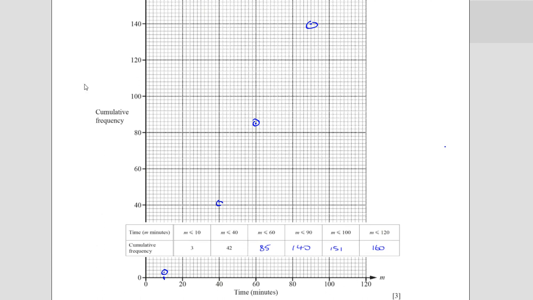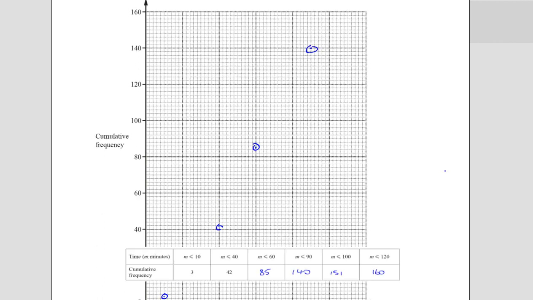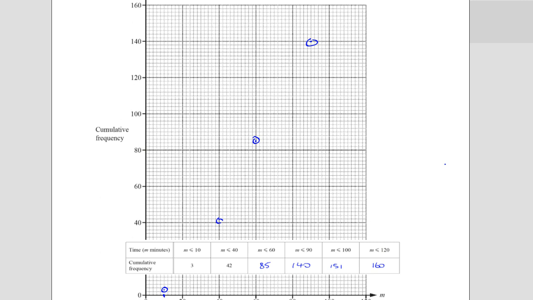And then we've got 100 and 151. Okay, so that's 100. This line is 100. And 140. 150 is halfway. That's 2, 4, 6, 8, 10. And halfway between these two. Try and be as precise as we can. Okay, and then 160 and 120, that's exactly the top corner.